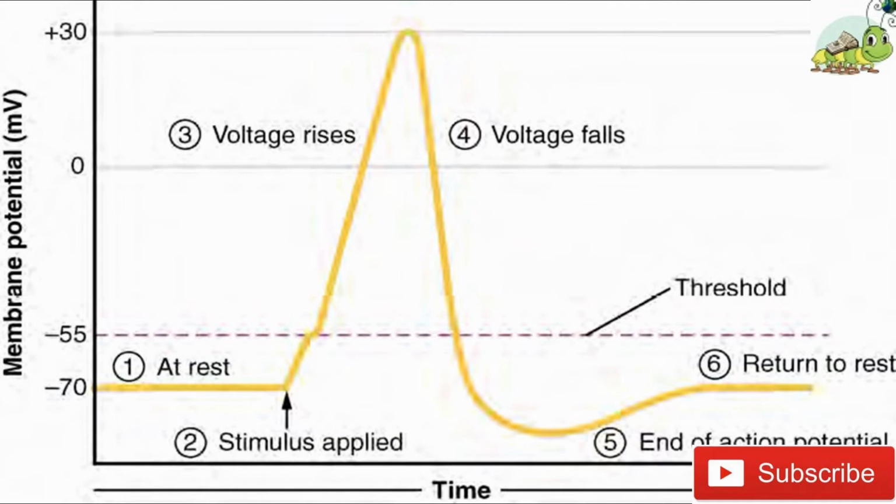Potassium continues to leave the cell for a short while and the membrane potential becomes more negative, resulting in the hyperpolarization overshoot. Then the channel closes again and the membrane can return to the resting potential because of the ongoing activity of the non-gated channels and the sodium-potassium pump. All of this takes place within approximately 2 milliseconds.